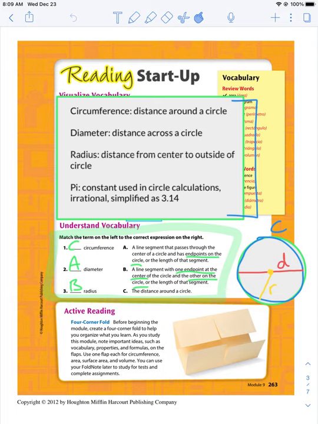And then the last one, pi. Pi is used in circle calculations. It's irrational. And for our purposes, we're going to use 3.14. Pi also looks like that. So whenever you see that symbol, you can plug in 3.14 and your calculation will be mostly accurate. So it continues forever. It's like 3.14152 something. It goes on forever. We're just going to use 3.14. And pi is this symbol.